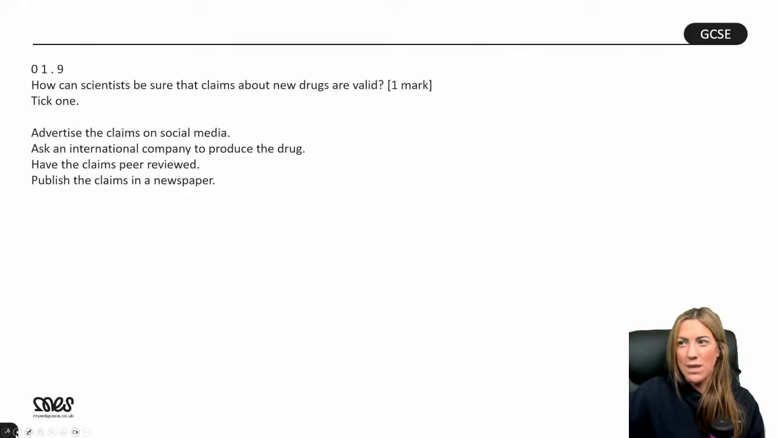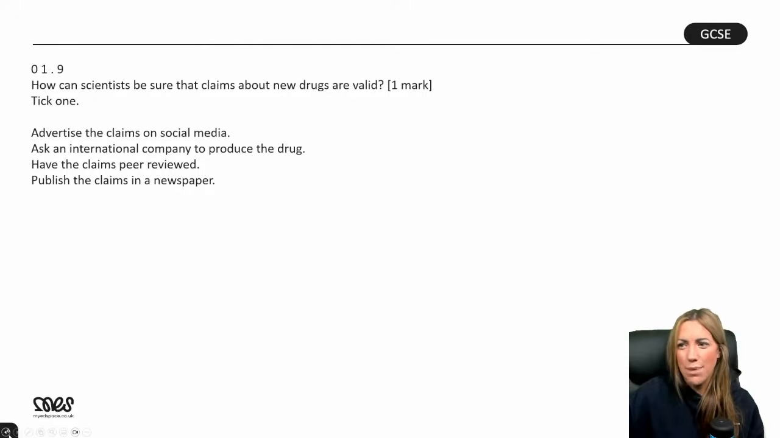How can scientists be sure that the claims about new drugs are valid? Now, valid means like accurate, correct, true. The drug has been tested thoroughly. All the variables have been controlled. So the results are valid. Advertising the claims on social media, well, that's definitely not proving it's valid. Ask an international company to produce the drug. Well, they might not test it thoroughly. They might also be biased.